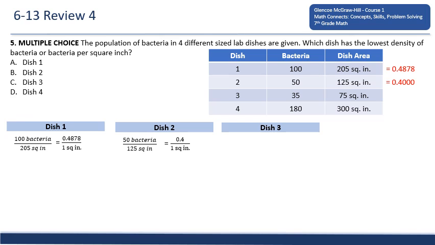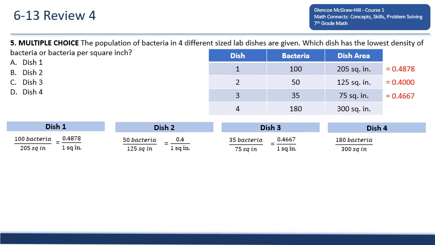And then dish 3, we did 35 over 75, and that gave us 0.4667. And then dish 4, we did 180 over 300, and that gave us 0.6. So the lowest amount of bacteria per square inch was dish number 2. And if we go back over to the multiple choice options, letter B was dish 2.